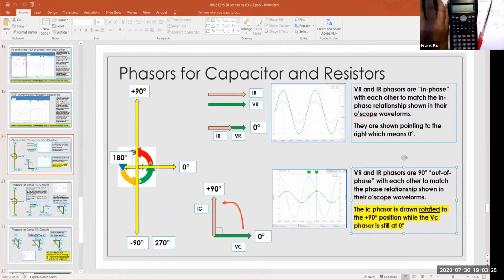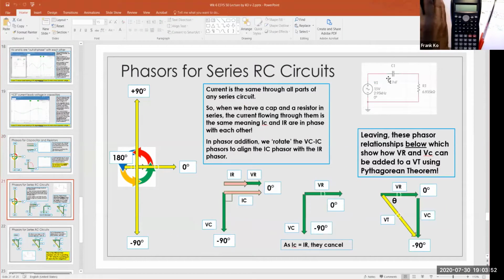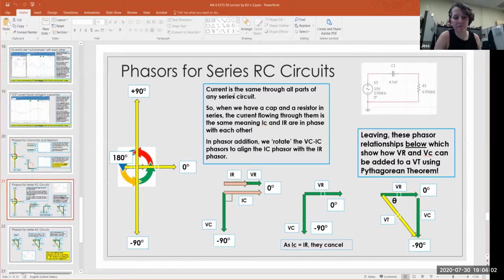It's rotated to a positive 90 degree position while the VC phasor is still at 0. Are we okay with this diagram of phasors showing us this phase relationship between the waveforms? Okay. Once we put them in a circuit together like this, here I have a capacitor, here I have a resistor. What is the same in a series circuit? Any series circuit? Current. Current's the same.